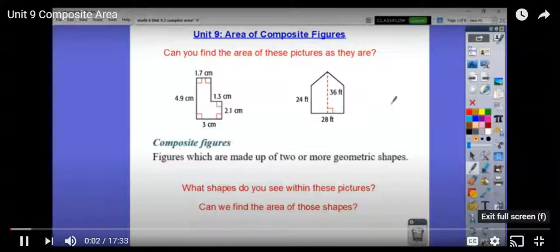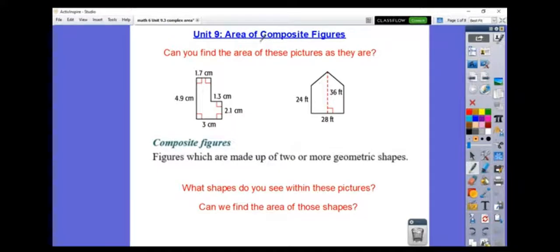Today we're going to continue talking about area formulas, but we're going to use the formulas that we've already worked on to find the area of things that are called composite figures. So composite figures are figures which are made up of two or more geometric shapes. So if I look at these two examples, they are both examples of composite figures.